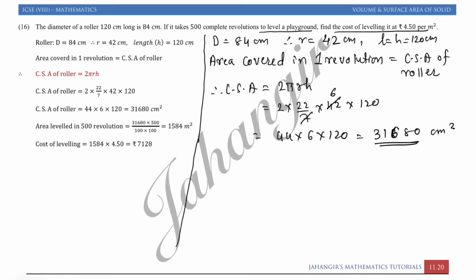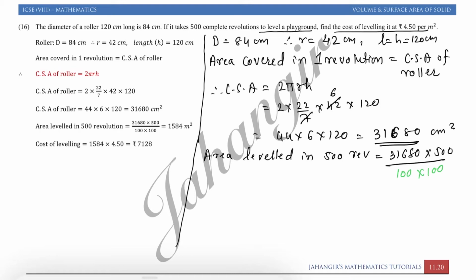This is the area covered in one revolution. Now we will find area leveled in 500 revolution, and then we will convert that into meter square. So area leveled in 500 revolution is equal to 31680 into 500, and centimeter to meter, we will divide by 100 into 100. We can directly divide and write it in meter square. So 3 zeros will already get cancelled and its answer will become 1584 meter square.